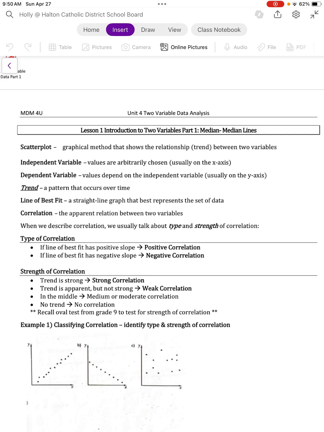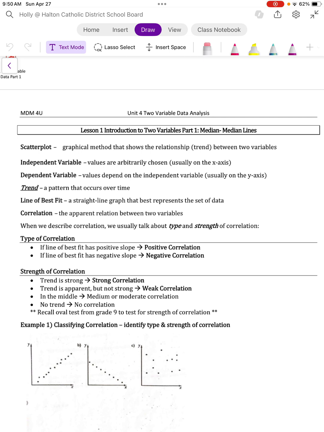Okay, so now we're looking at Unit 4, two variable data analysis. Unit 3 was more one variable. So this unit is looking at now two variables. So we have a couple definitions here you should read over and make sure you understand. A scatter plot is a graphical method that shows the relationship trend between two variables. Independent variable values are arbitrarily chosen and usually on the x-axis.